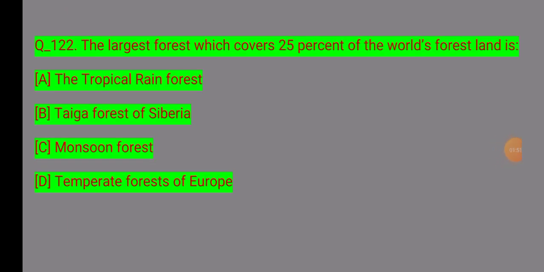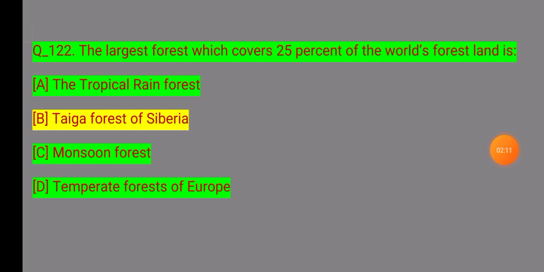122 number question. কি বলছে: the largest forest which covers 25% of the world's forest land is — এই চারটি অপশনের মধ্যে কোনটি হবে? Number B, taiga forest of Siberia, the largest forest, which covers 25% of the whole forest land.